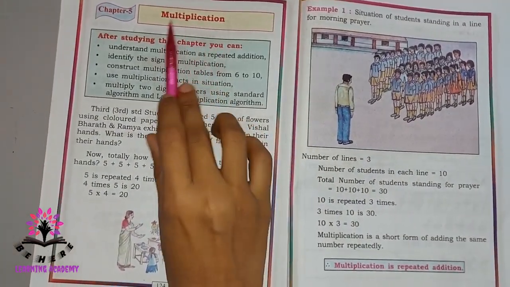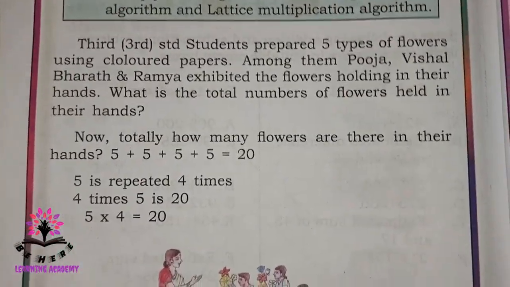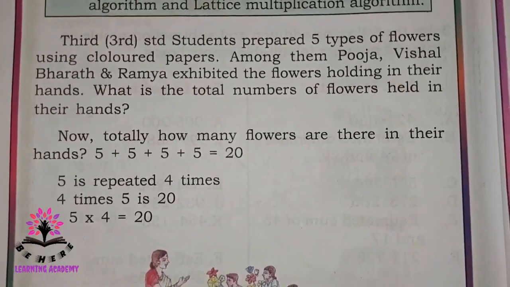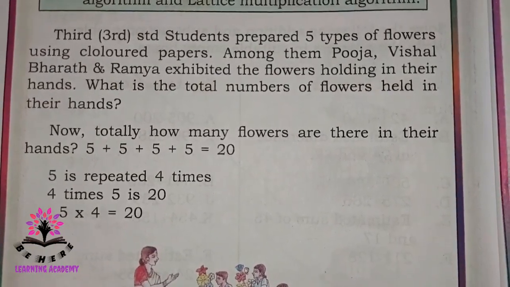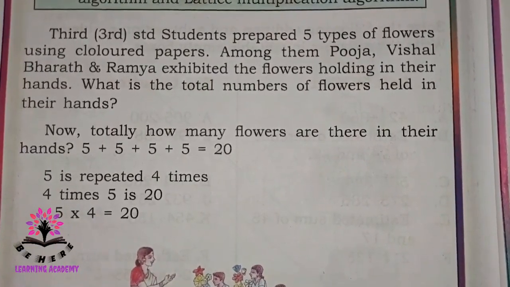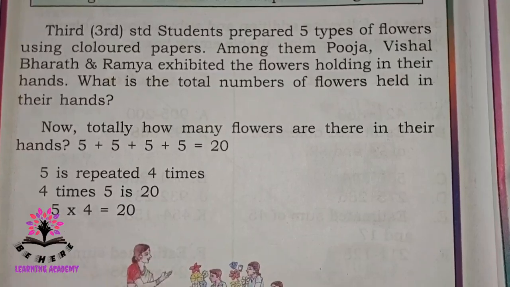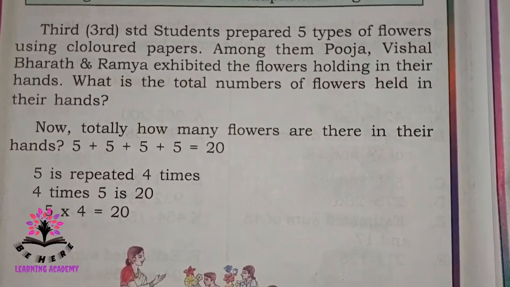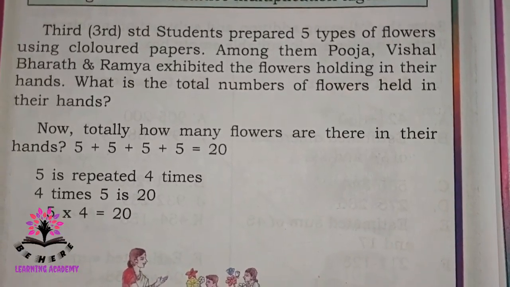Class 3, Multiplication. You see the example here. Third standard students prepared 5 types of flowers using colored papers. Among them, Pooja, Vishal, Bharat and Ramya exhibited the flowers holding in their hands. What is the total number of flowers held in their hands?